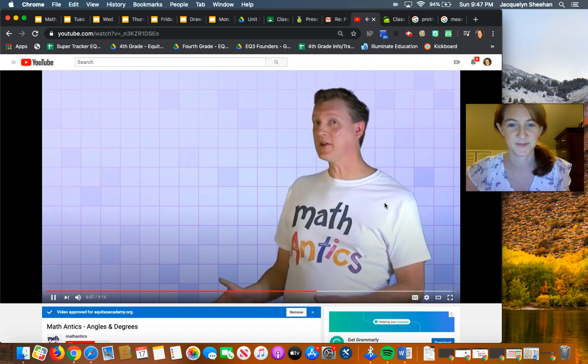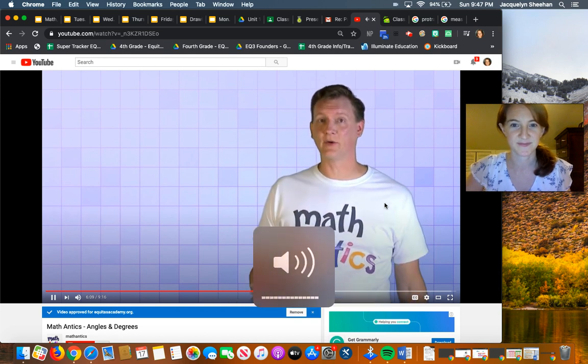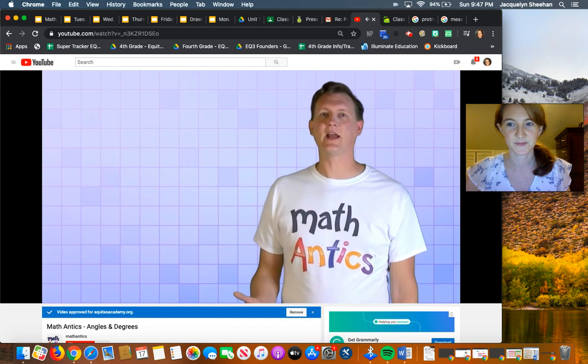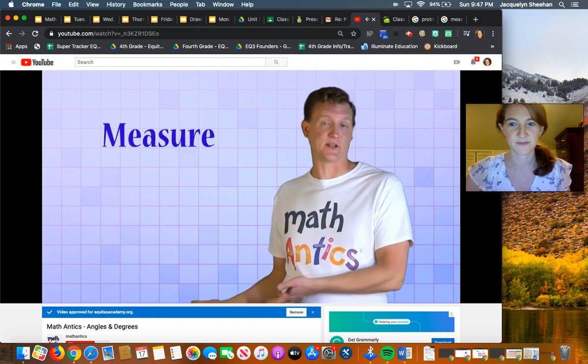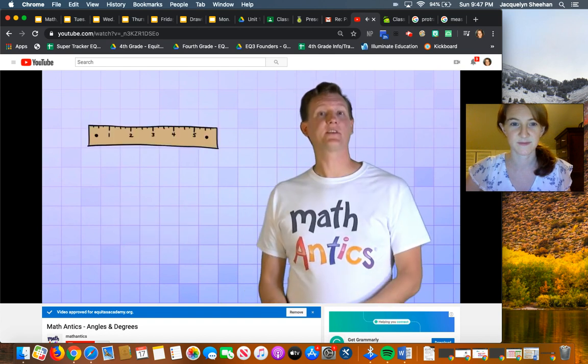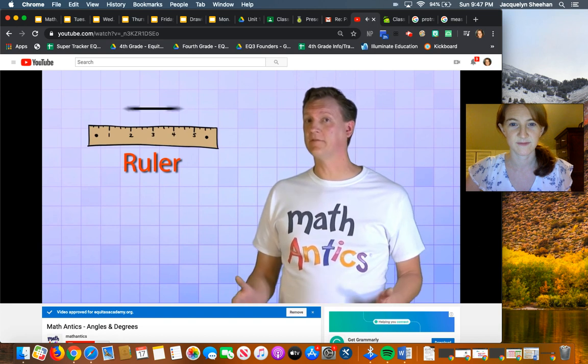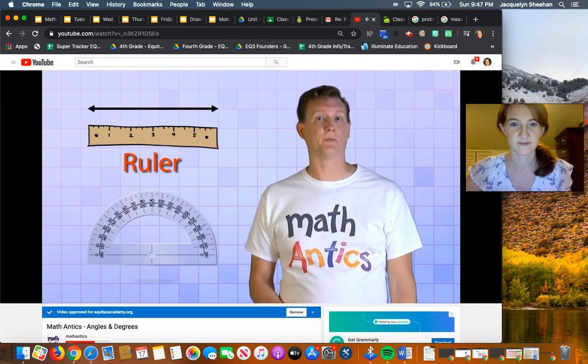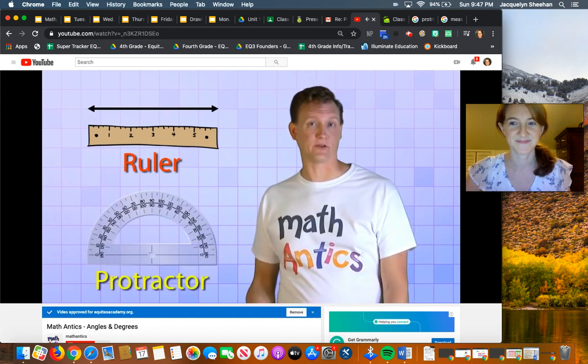Okay, now that you know what degrees are and you've seen how they relate to the size of an angle, we need to learn how to actually measure an angle without this fancy readout that we have here. Just like a ruler can be used to measure the length of a line, a special tool called a protractor can be used to measure angles.